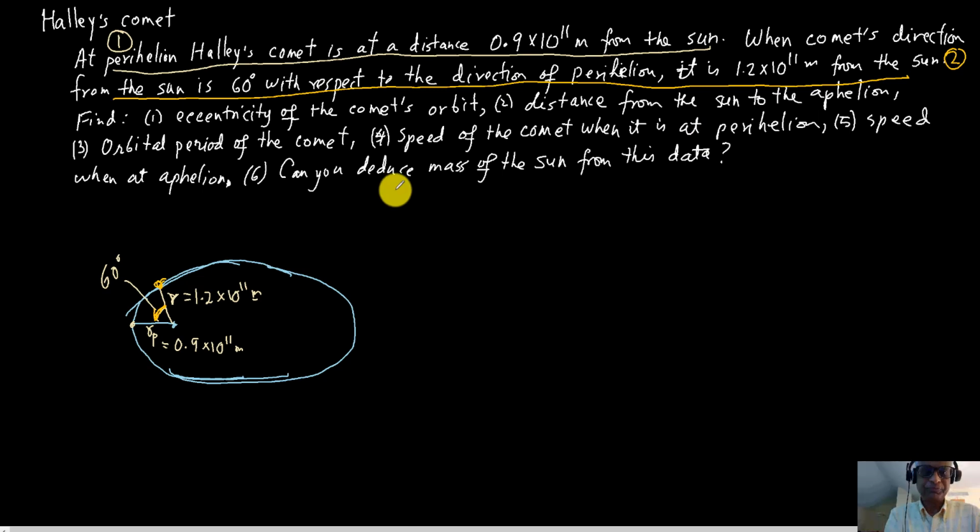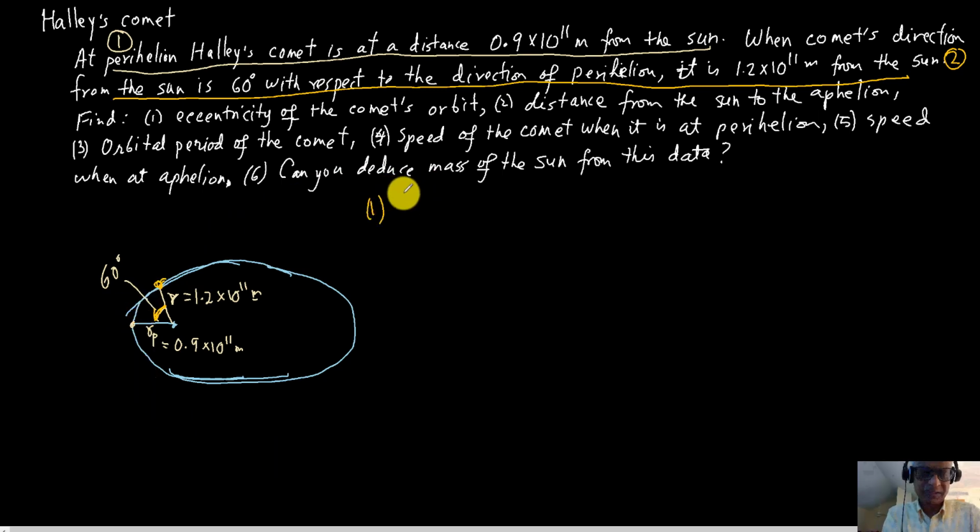So let's do number one. How do I get the eccentricity of this orbit? This is actually not drawn to scale for Halley's Comet, because for Halley's Comet this other part is very far away, and this is kind of like that.